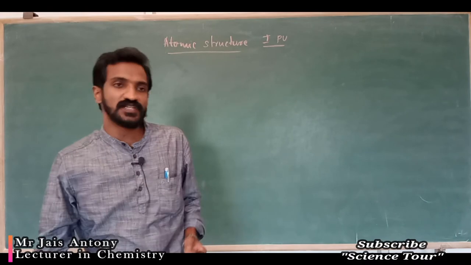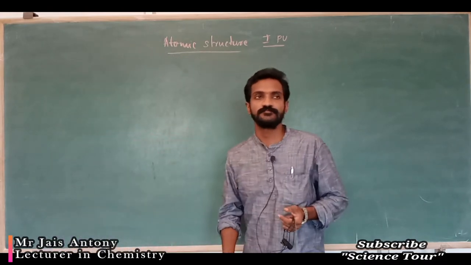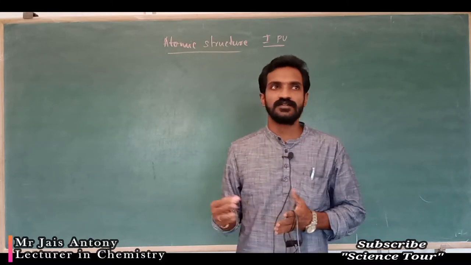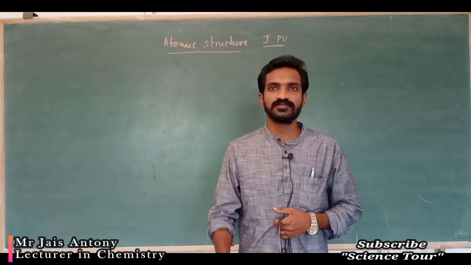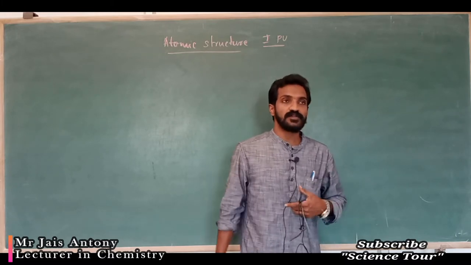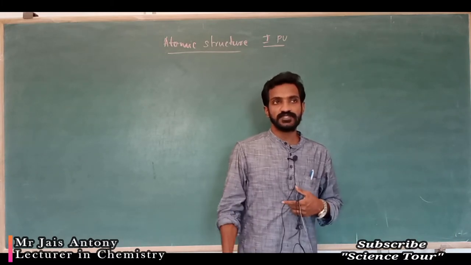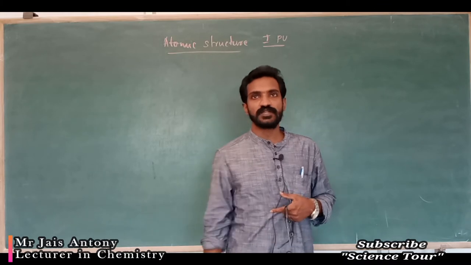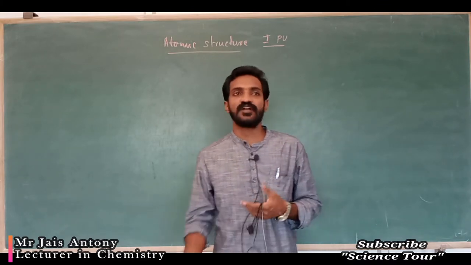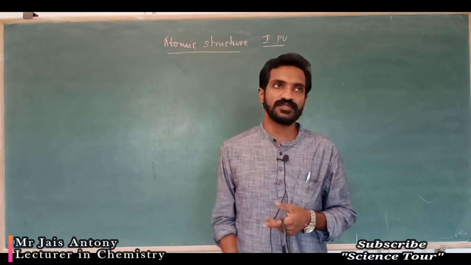My dear students, last class we were discussing quantum numbers, the different types of quantum numbers: magnetic quantum number, azimuthal quantum number, principal quantum number, and spin quantum number. There are four types of quantum numbers, and how to find each quantum number, all that we discussed.